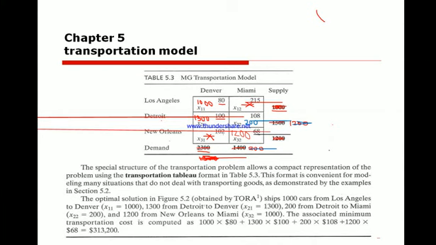So 1,200 times 68, and we send 1,000 from Los Angeles to Denver. We multiply those numbers: 1,000 times 80, 1,300 times 100, 1,200 times 68, since each car costs 68, and 200 times 108. The total is 313,200. So this is the balanced system. I remind you, a balanced system is one where the number of cars, in this example, available at the sources equals the number of cars needed at the destinations.